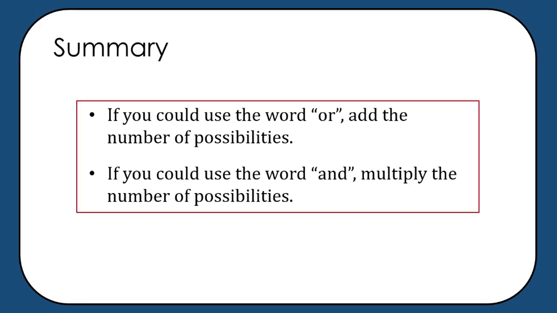Okay, so in summary, generally you're looking for, is this an OR situation or an AND situation? Am I looking at that or that, in which case I'm going to add the number of possibilities, or am I thinking about, well, I need that and that, in which case I'm going to need to multiply the possibilities.